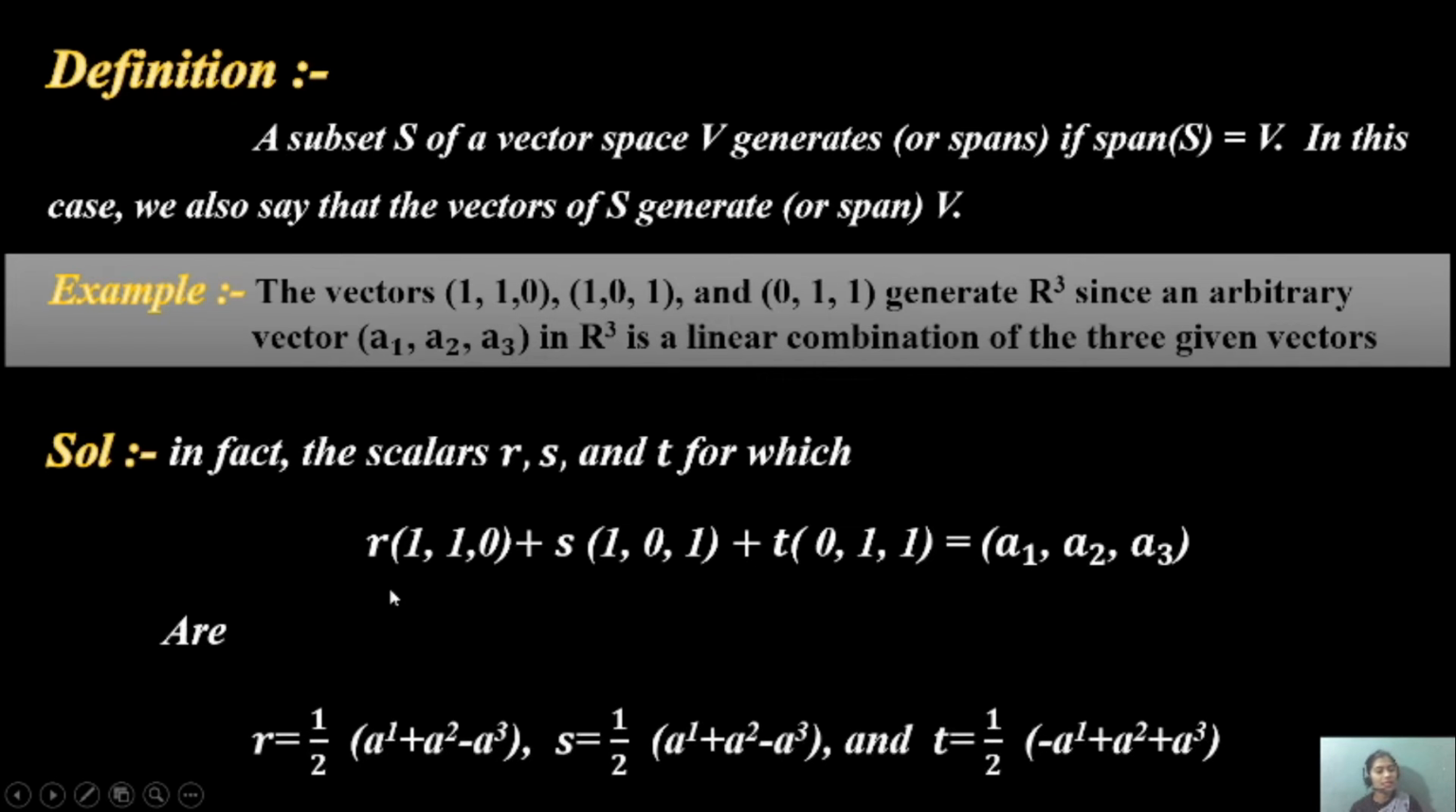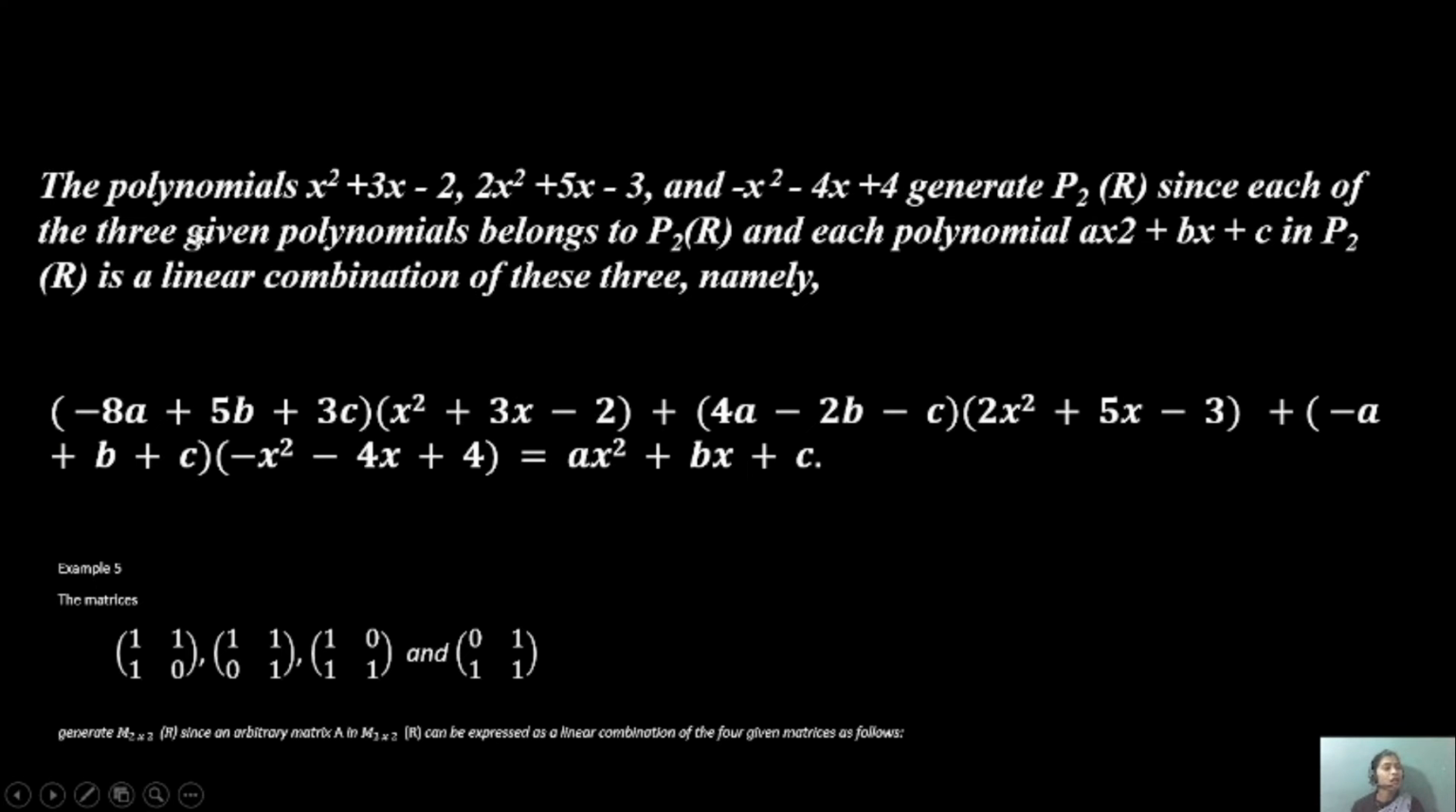We get r equal to half of (a1 + a2 - a3), s equal to half of (a1 - a2 + a3), and t equal to half of (-a1 + a2 + a3). All the values are given. The polynomials x^3 + 3x - 2, 2x^2 + 5x - 3 and -x^2 - 4x + 4 generate P2 as another example of this form.